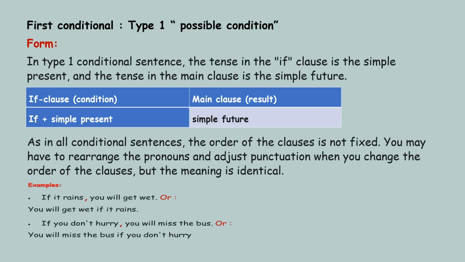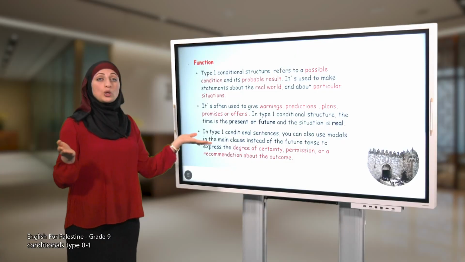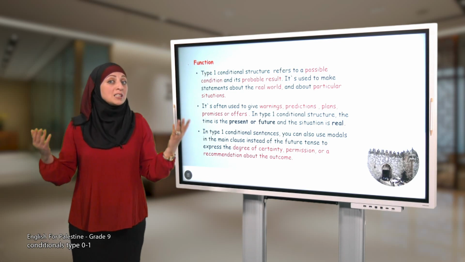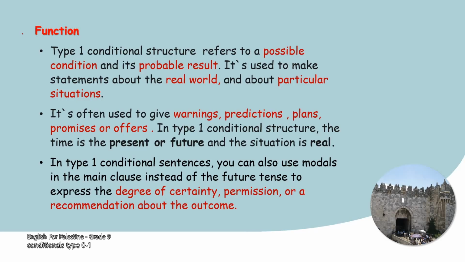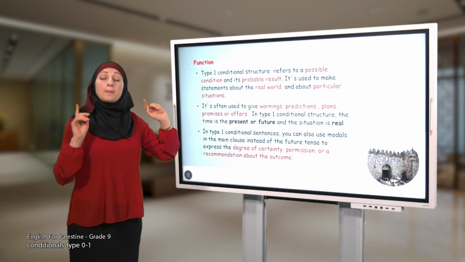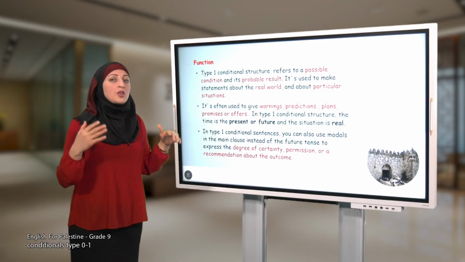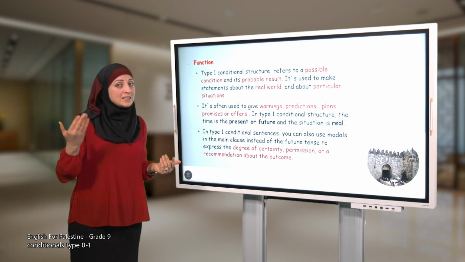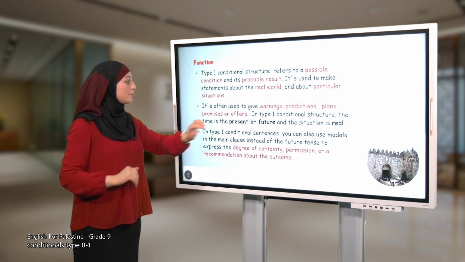I have an example here. If it rains, you will get wet. Since I started with the if clause, I use comma in the middle. But if I started with the main clause, like you will get wet if it rains, I didn't use commas here. So the function of conditional type 1 is talking about possible things, real things, warning, predictions, and plans. Pay attention that you can use other modal verbs rather than will, like can, shall, might, instead of will, using conditional type 1.